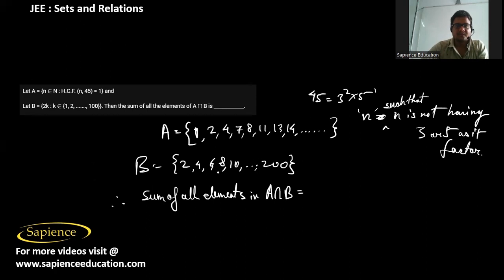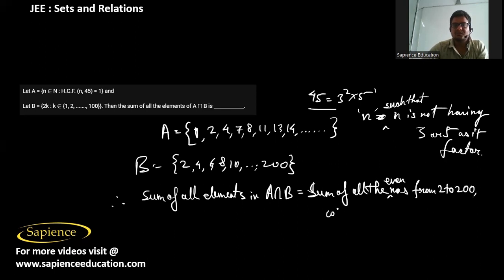So if we need those numbers whose HCF with 45 is 1. So this will be the sum of all the even numbers from 2 to 200 which are co-prime with the number 45. It means that which is having HCF 1 with 45.